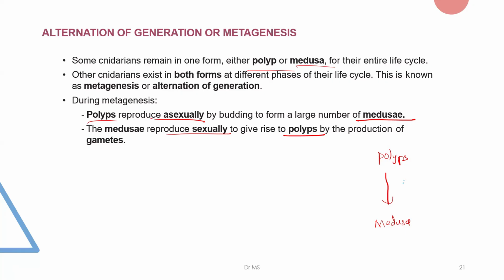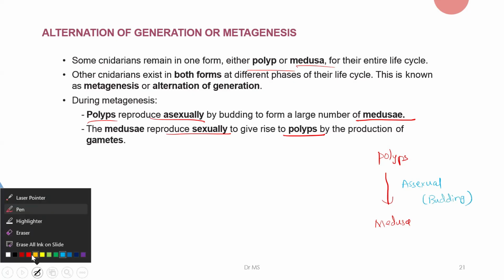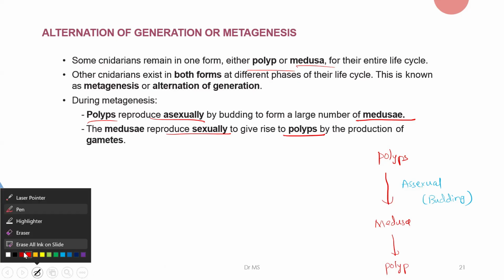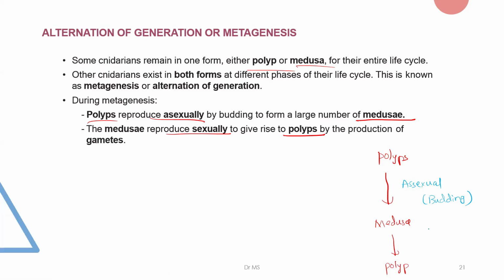This is very, very important, which is actually by budding. And if you see, the medusa will form the polyp again. In the next generation, it will give the polyp. But here the reproduction is sexual, where the gametes will be fused. So through gametic fusion, gametes are involved.